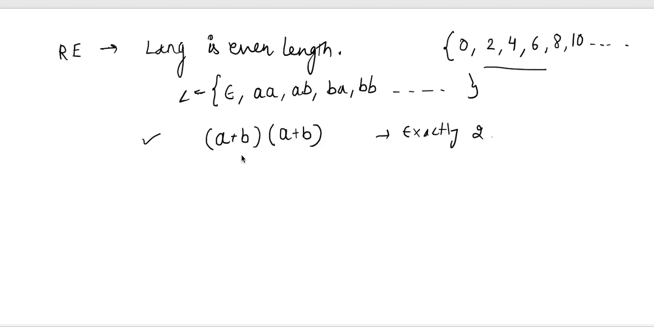Why? At the first place, either A can come or B can come. At the second place, either A can come or B can come. A string of length 1 can come here, and a string of length 1 can come here. So concatenation is applied in between, and overall it becomes a string of length exactly 2. Got it? So now we have to draw it for even length.